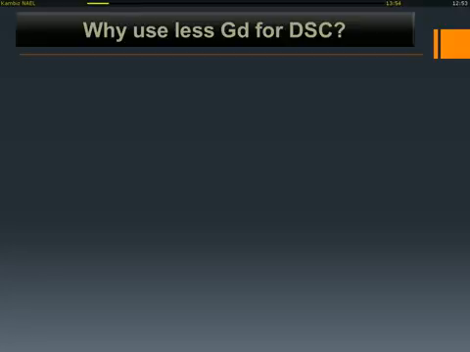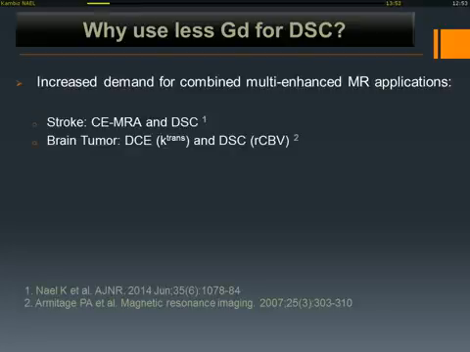I think there are several incentives to do it, but the most important one for my practice is the increased demand in the use of multi-combined, multi-enhanced MR applications. For example, for stroke imaging, we do contrast-enhanced MRA and DSC perfusion at the same time. And for brain tumor imaging, we do DCE, or dynamic contrast enhanced, to evaluate the K-trans, and we do DSC to evaluate the rCBV. So your option is to give these patients 2 doses of contrast or split the current standard dose and perform both of your sequences.